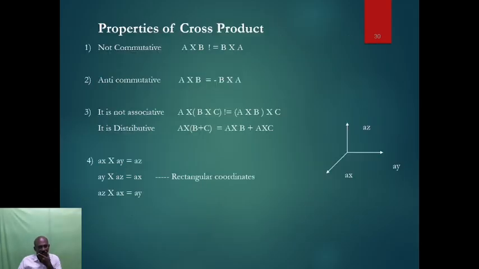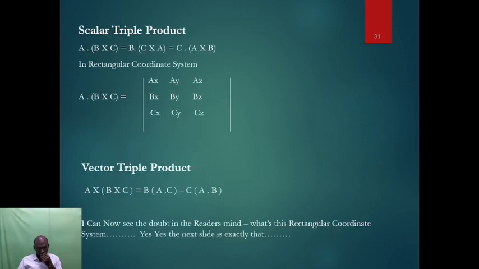Properties of the cross product: A cross B is not equal to B cross A. A cross B is equal to minus B cross A. So it is not associative. The vector product is not associative, but it is distributive. Scalar triple product: A dot B cross C is B dot C cross A, and also equal to C dot A cross B. Vector triple product: A cross B cross C is B times A dot C minus C times A dot B.